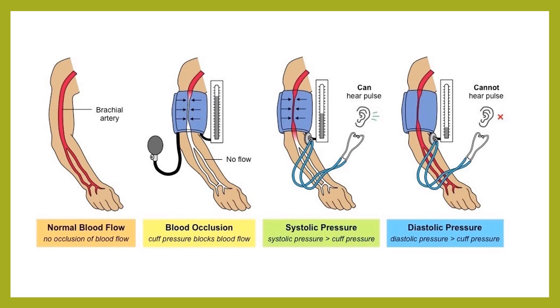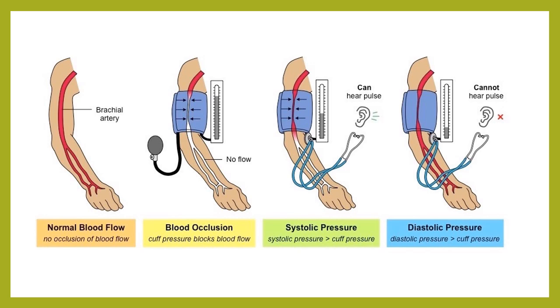Which one is systolic pressure? When your ventricles are in the contracted form, and then you start to release the blood, that's the systolic pressure. That's the cuff pressure. Your doctor can hear it. And for diastolic pressure, the cuff pressure is very much less and they can't hear it. Systolic pressure is the higher blood pressure we are talking about.